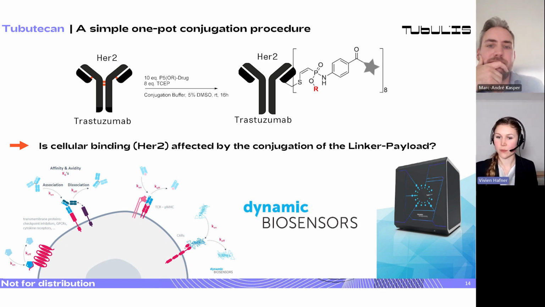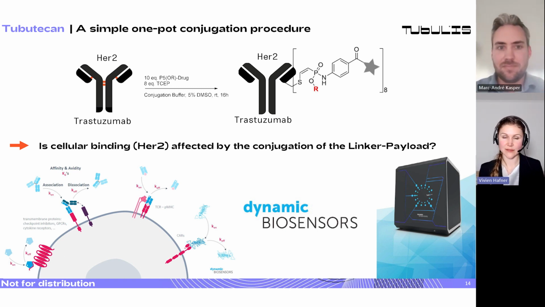So I can't really tell you much about this for now, but we are working on dual color assays at the moment, so you can measure in two colors. Then you can play around with pH sensitive dyes to really differentiate between internalized antibodies versus antibodies bound to the surface. So that's definitely something that's very interesting for us too.